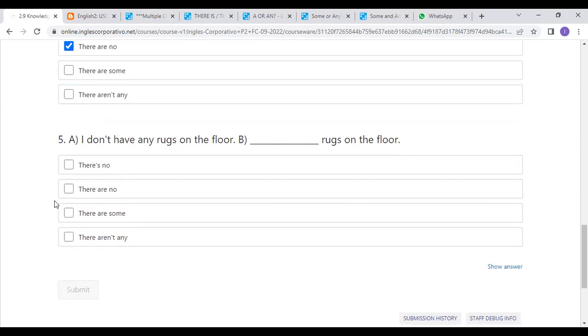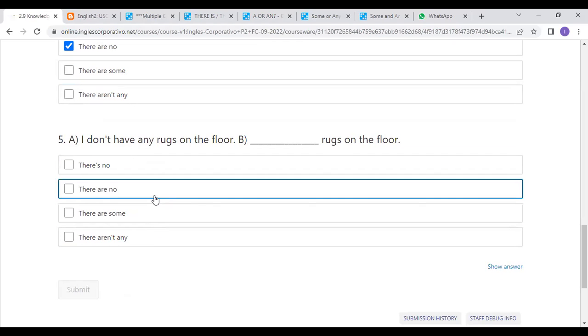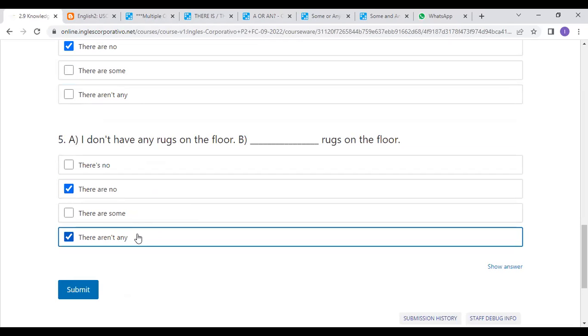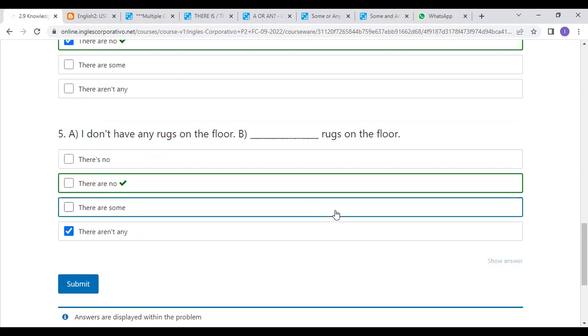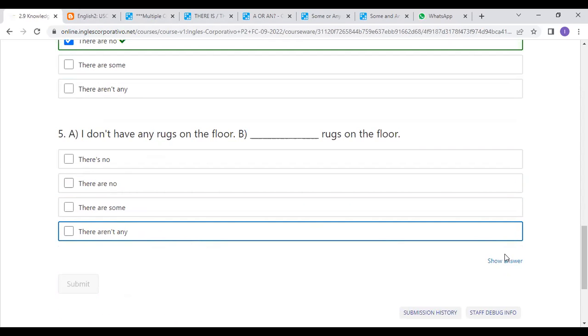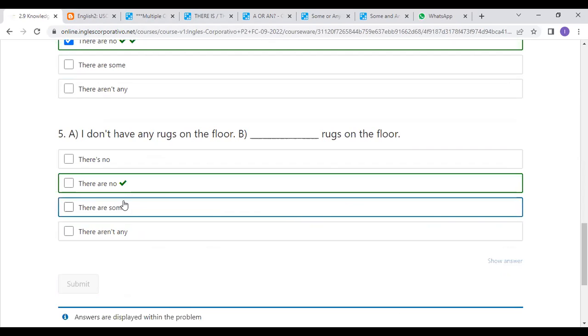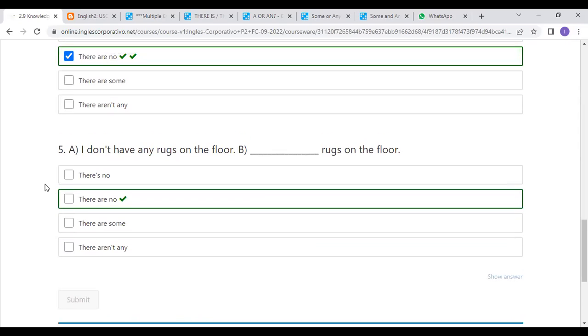Now let's see this one, guys. I don't have any rocks on the floor. Rocks on the floor? There aren't any. In this case it was "there are no." Okay. Cool. But yes, there are no. However, guys, I don't have any rocks on the floor. There are, both. Exactly. En este caso están ambas.